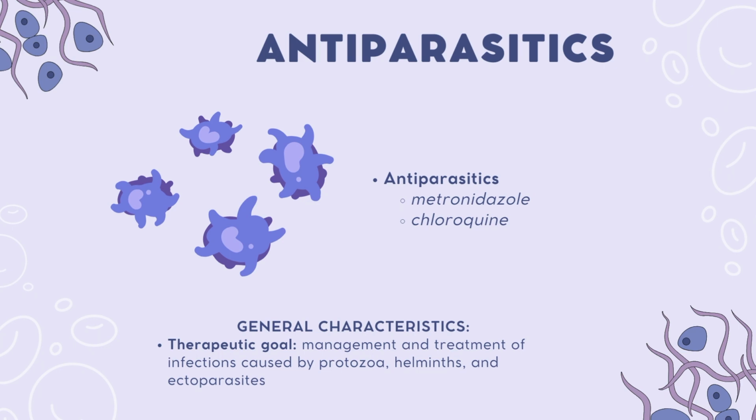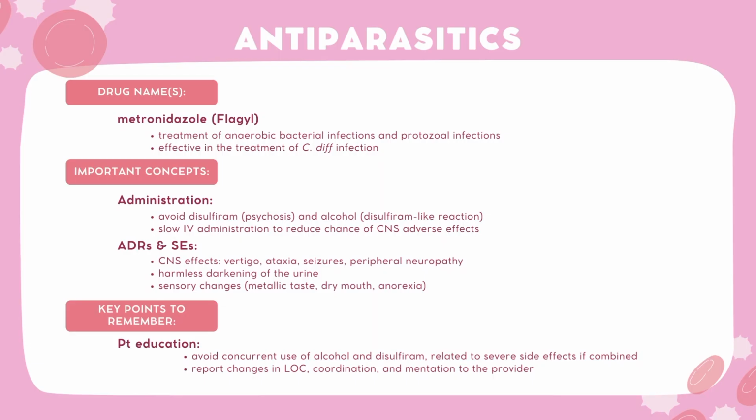Antiparasitic medications may be given to treat infections caused by protozoa, helminths, and ectoparasites. The first we will discuss is metronidazole, which is commonly given in the treatment of enteric illnesses as well as for prophylaxis for GI and pelvic surgeries. Adverse reactions to watch for include those that impact the CNS, such as vertigo, ataxia, and peripheral neuropathy. Report these findings to the provider as they may indicate that toxicity is present.